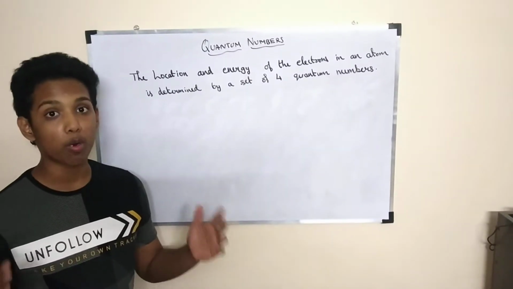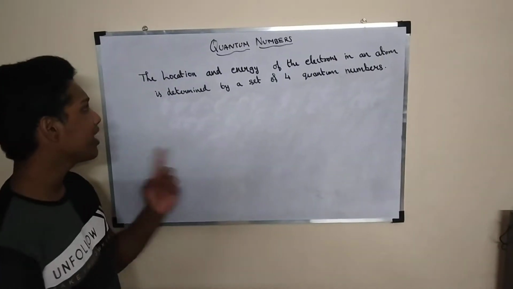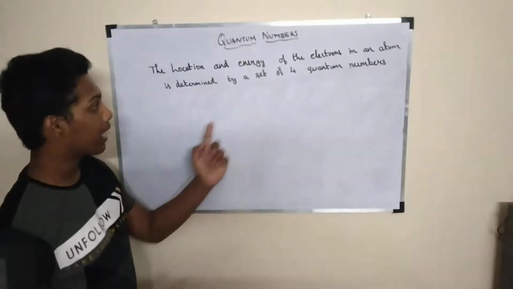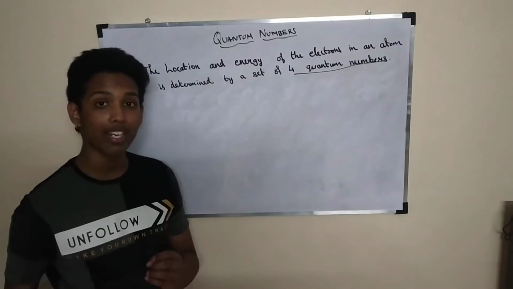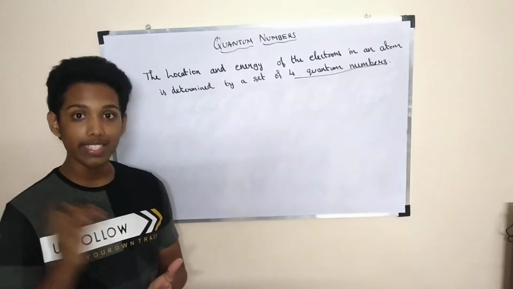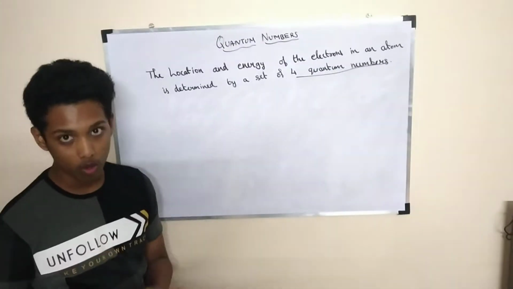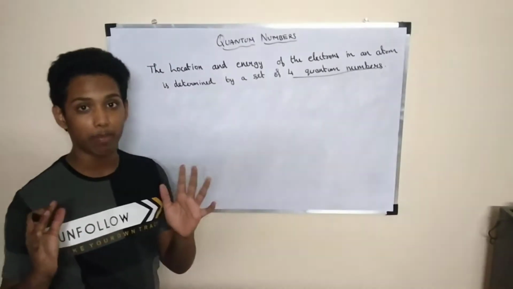So let's learn about quantum numbers. What exactly are quantum numbers? The location and the energy of the electrons in an atom is determined by a set of four quantum numbers, right? And now we are going to discuss those four quantum numbers in brief.